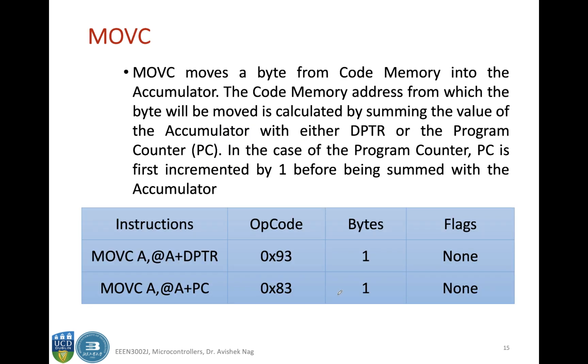So now let's discuss a little bit about MOVC. As I said, MOVC moves a byte from code memory into the accumulator, and the code memory address from which the byte will be moved is calculated by summing the value of the accumulator with either the DPTR or the program counter. So for both these cases we can use MOVC. The opcodes are different. For this one you saw that it is 93H. For this one it's 83H, and they are single byte instructions.